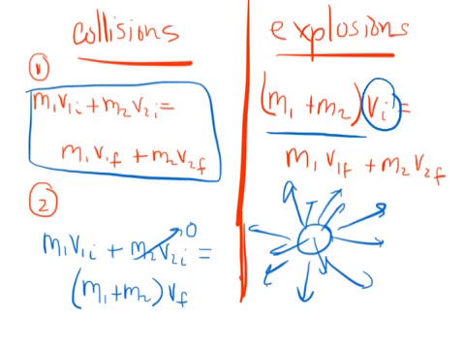Same as the grenade. Each piece of shrapnel has momentum, but the momentum from each piece ends up canceling each other out. So as a system, there's no momentum. But each individual piece does have momentum. Okay? It's the idea of a balance. The momentums are balanced by each other.